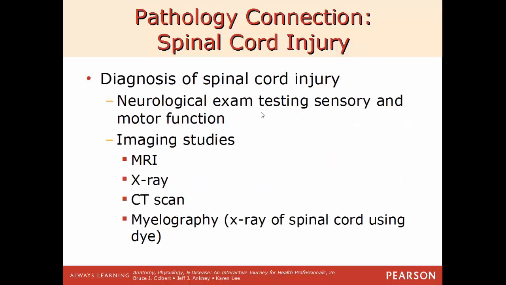Diagnosis of a spinal cord injury: neurological exams testing sensory and motor functions, imaging studies such as CTs, MRIs or X-rays, or myelography, which is an X-ray of the spinal cord using a particular type of dye.